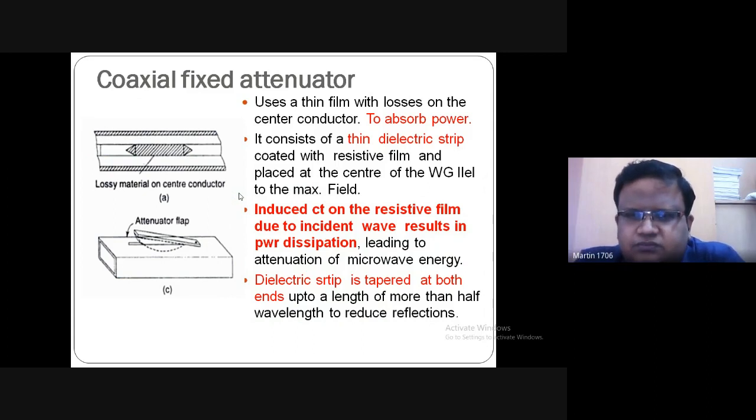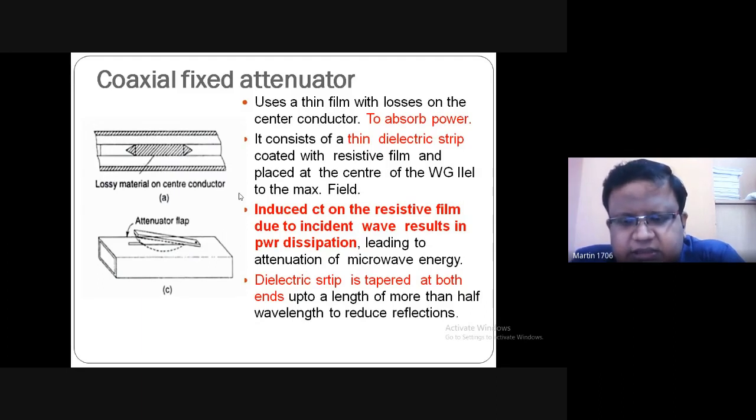This is also used to absorb the power. It is a very thin dielectric material. It conducts at room temperature only. It will be along, or merged with, the waveguide wall, and it results in absorbing the attenuated power. The setup will be like this.